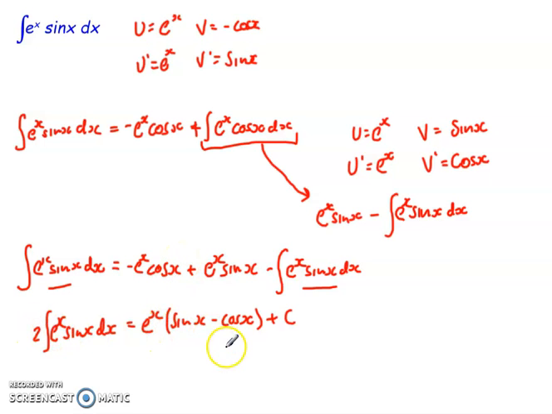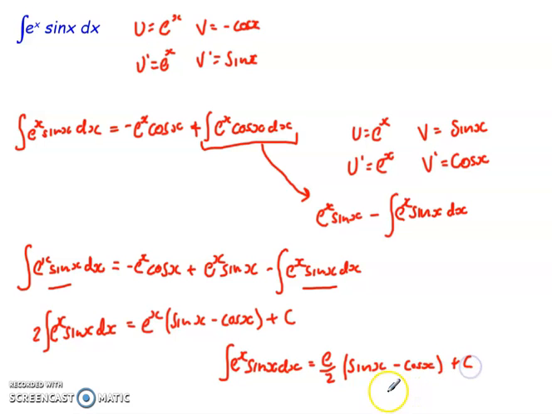Then divide both sides by 2 and I can write down that the integral of e to the x sine x dx is equal to e to the x over 2 bracket sine x minus cos x plus Old Faithful c, the constant of integration. So there you go, solving that one there.